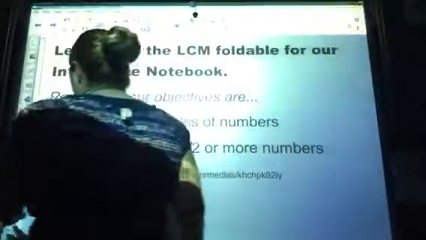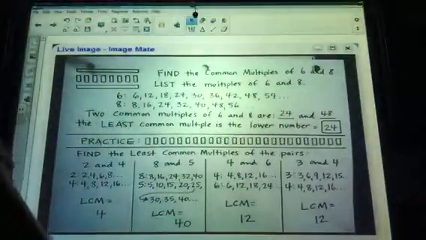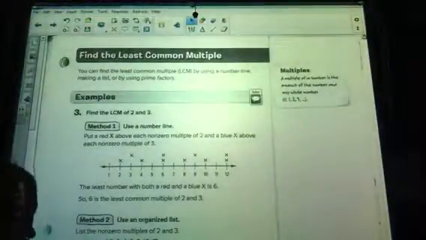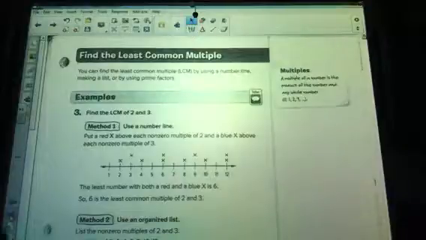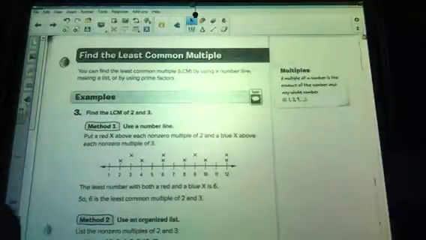All right, moving on. Today, we're going to get some practice on this. Now, there's a couple different ways to do this. First, you can always make a number line. I don't think this is the best method of doing it, but if you wanted to, you could. So what you would do is make a long number line and number it, and they use the example of 2 and 3.